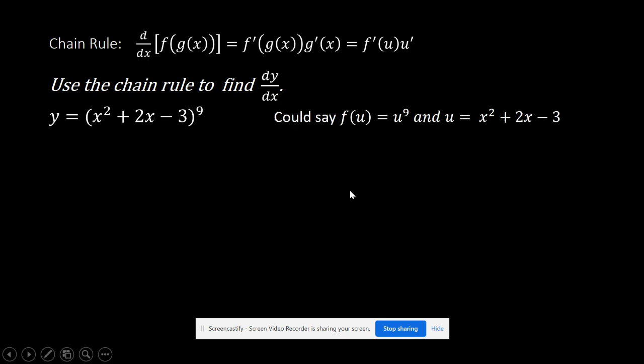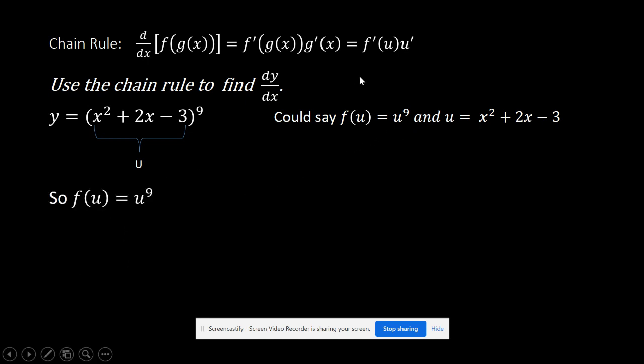So let's write that. And y is f of x. I'm going to call it f of u, because I'm going to call this u right there. To get inside this thing and say, I'm not going to deal with x squared plus 2x minus 3 to the 9th power. I'm going to deal with u to the 9th power. So I'm going to write it right there. And then next to that, I'm going to define what I called u. That's important. You'll see in a minute why we do this.